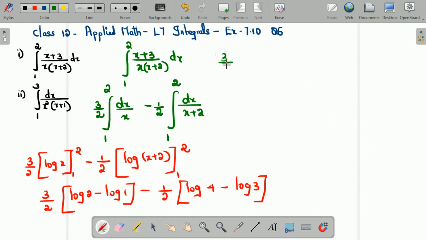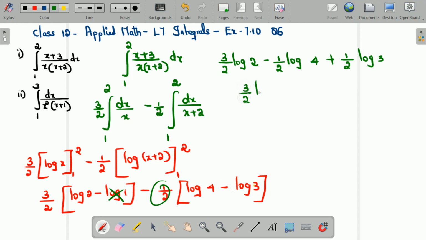Now let's simplify the logarithms. In this case it will become 3 by 2 log 2. Remember log 1 is 0, so there's no point in multiplying it with 3 by 2. I'm just ignoring it. Then this is minus half log 4 plus half log 3, because I'm multiplying the minus half with this term. Now I can rewrite this as 3 by 2 log 2 minus, and remember m log a is nothing but log of a power m, so this will become log of 4 power half, which is nothing but 2, plus half log 3.